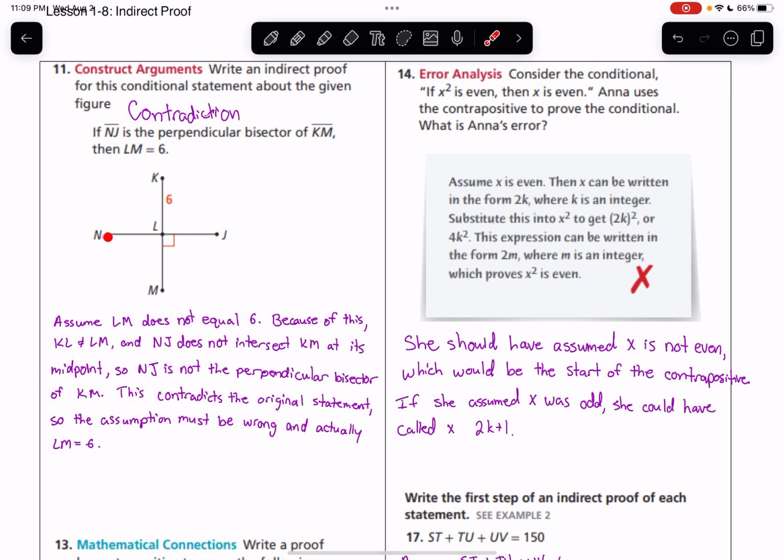And since NJ does not intersect KM at its midpoint, NJ is not going to be the perpendicular bisector. But we already assumed that NJ was the perpendicular bisector, which is a contradiction. So as soon as we found a contradiction, that means we've proven that LM is actually 6, right? The proof doesn't work when LM does not equal 6, so LM must be 6.